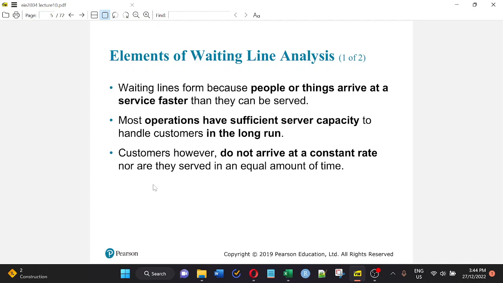Let's take a very simple example at the Tesco counter. Sometimes customers come in bulk. The largest number of customers may come in during the afternoon, and a relatively small number come early in the morning or very late at night. So they don't arrive at a constant rate. They also don't get served in an equal amount of time, because sometimes you buy more things compared to another customer.